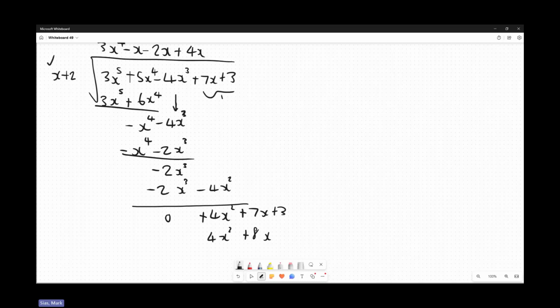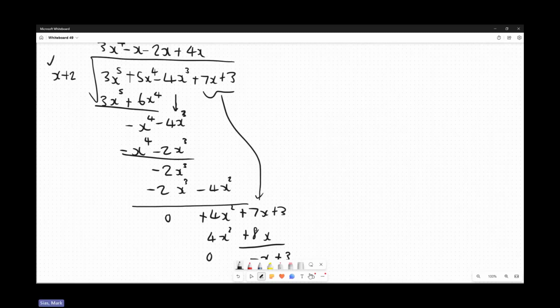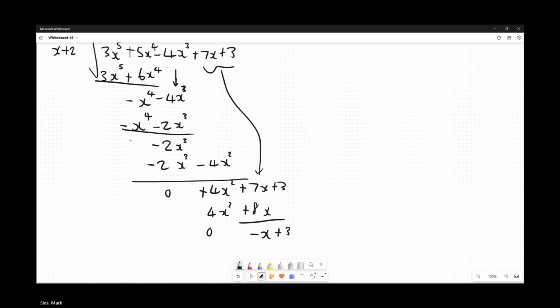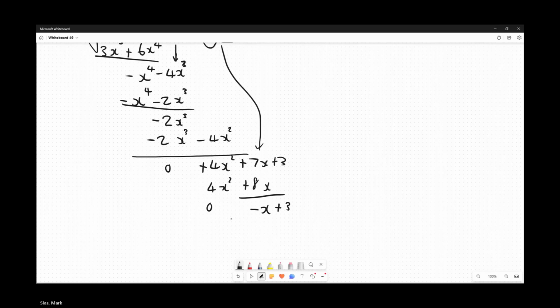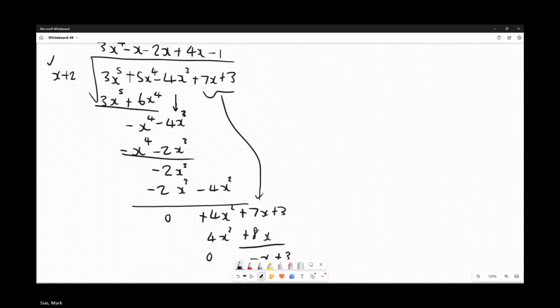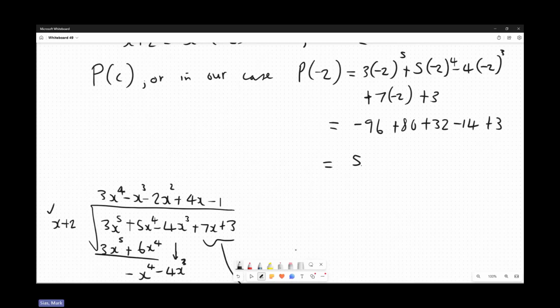I bring this down here. Then I subtract. And I get minus x plus 3. Okay. Now, x goes into minus x minus 1 times. I've got minus x minus 2. Now I subtract. And I remain with 5. Okay, and there's the expected answer. The remainder was indeed supposed to be 5, and it gave us that 5.